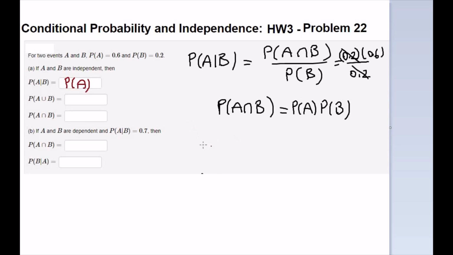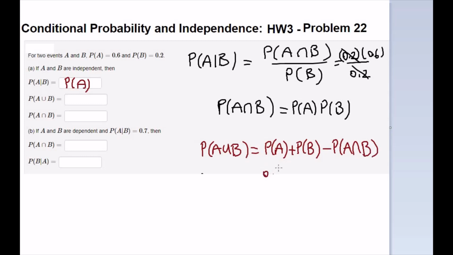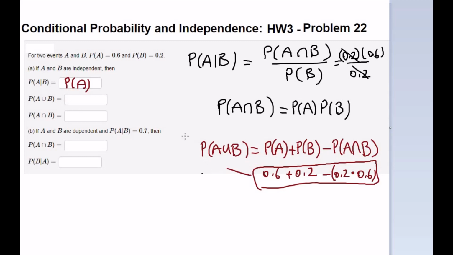Their union, probability of A union B, will be probability of A plus probability of B minus their intersection, A intersect B. Here we know A is 0.6, we know B is 0.2, we know their intersection is 0.2 times 0.6. So this is the answer here. Probability A intersect B, as we said above, is their product.